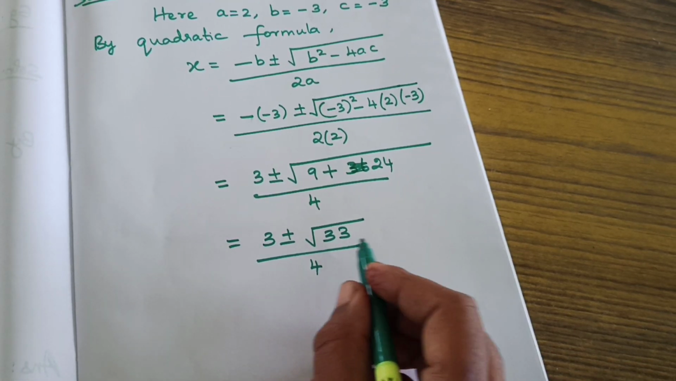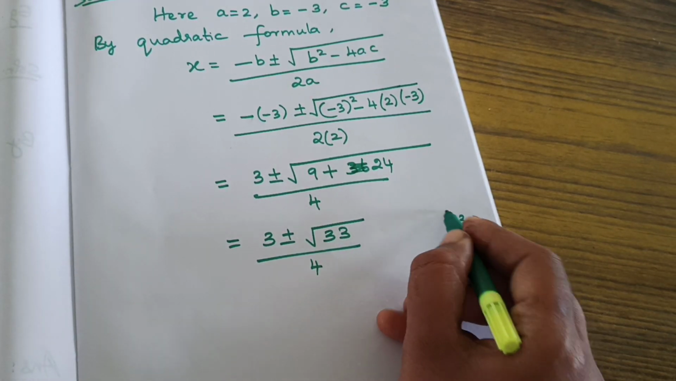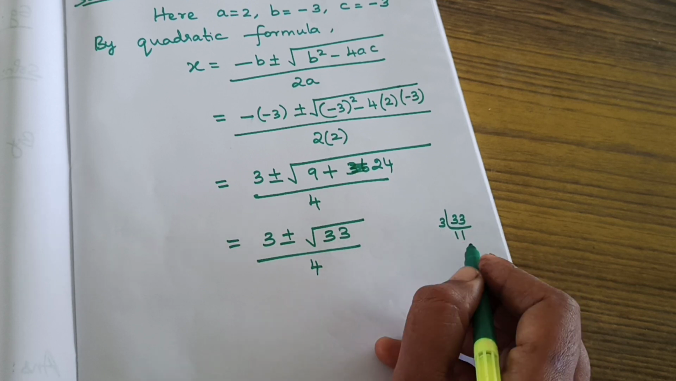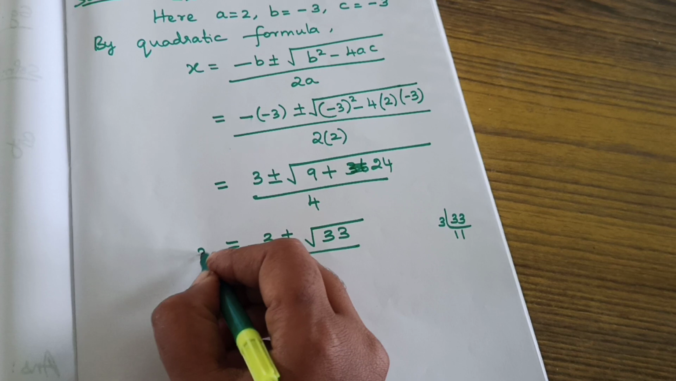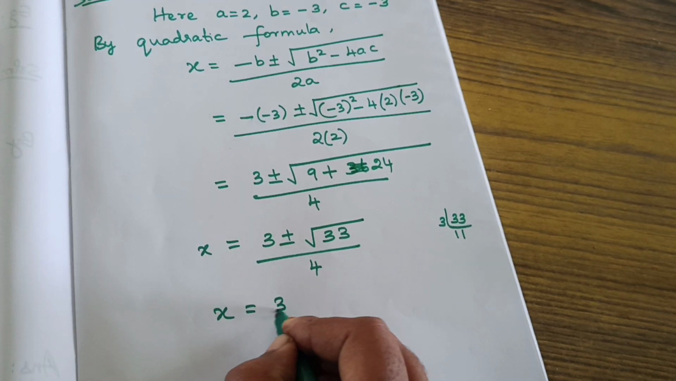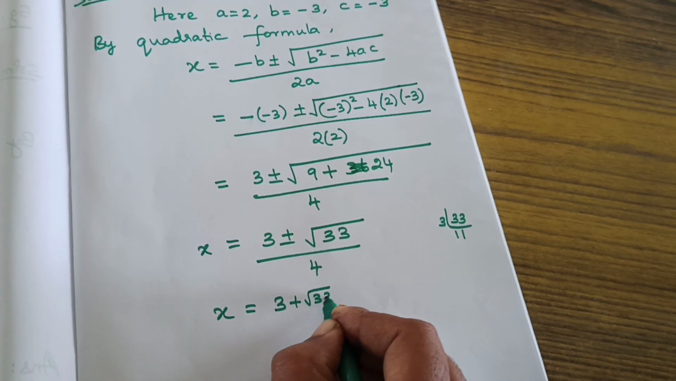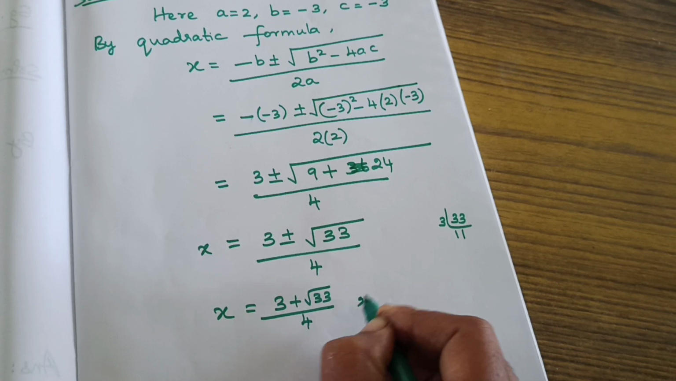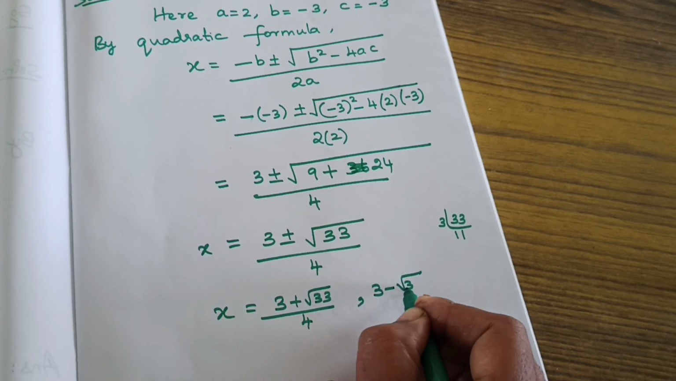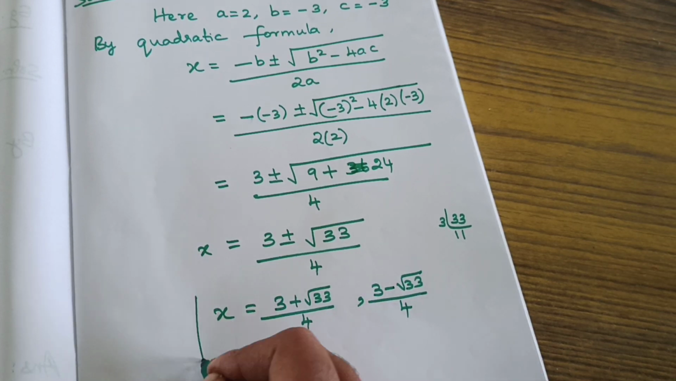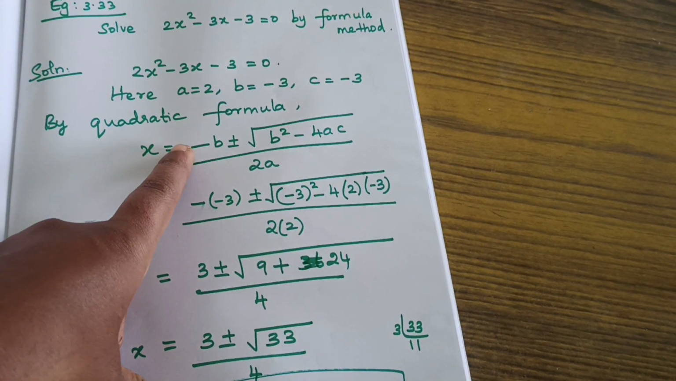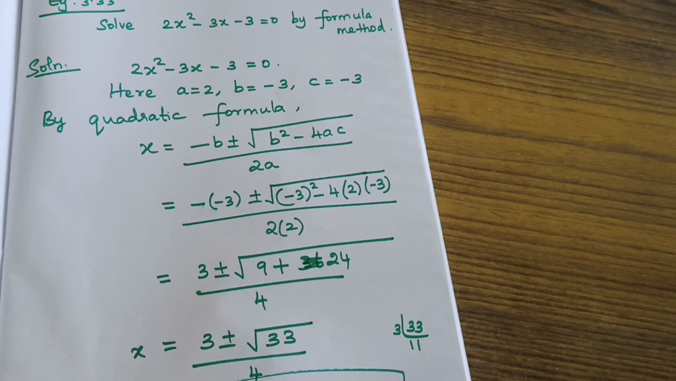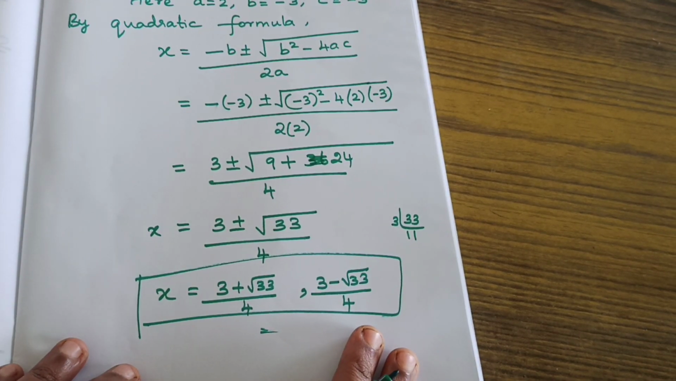So, 33, is it possible to factorize? 33 is 3 and 11. Both are prime numbers, no? We can't able to solve further. So this is the final answer. So x equal to 3 plus root 33 by 4, comma 3 minus root 33 by 4. That's all, answer. Okay. It's a very simple problem. You need to study the formula only. Then writing all these concepts, you will solve this very easily.